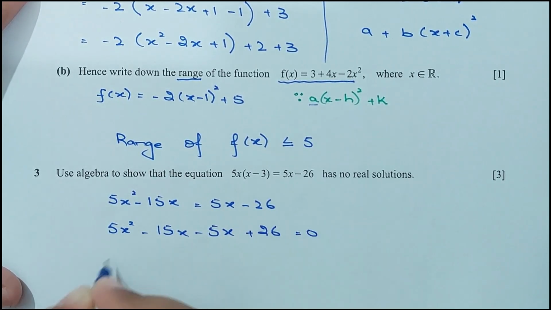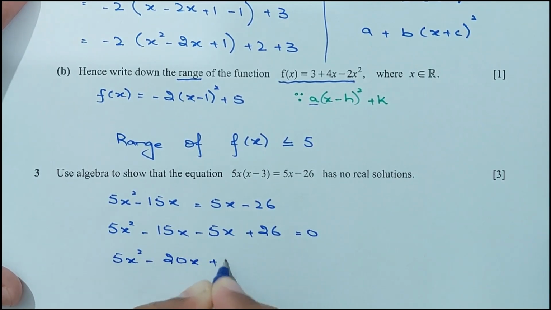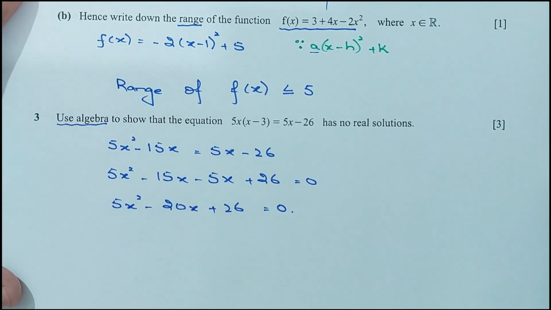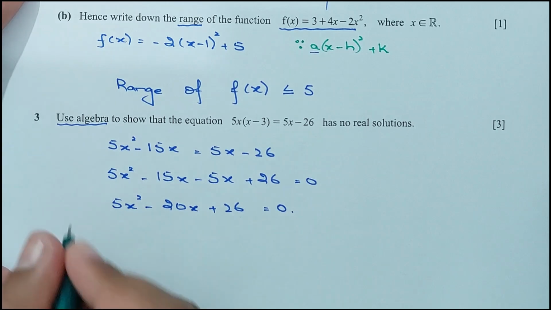This is equal to 0. So 5x² − 20x + 26 = 0. All right. Now we have to use algebra. Since this is a quadratic equation, we can use the method of discriminant.